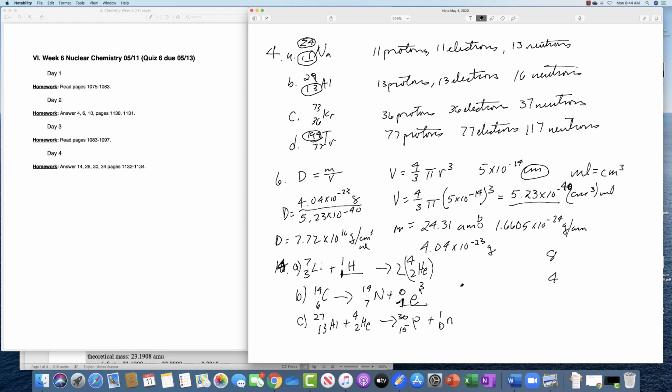Phosphorus has an atomic number of 15. And so that tells you that the element you're dealing with here is phosphorus, and then the mass of that, because of the balancing of these masses, is 30. So phosphorus 15, 30.